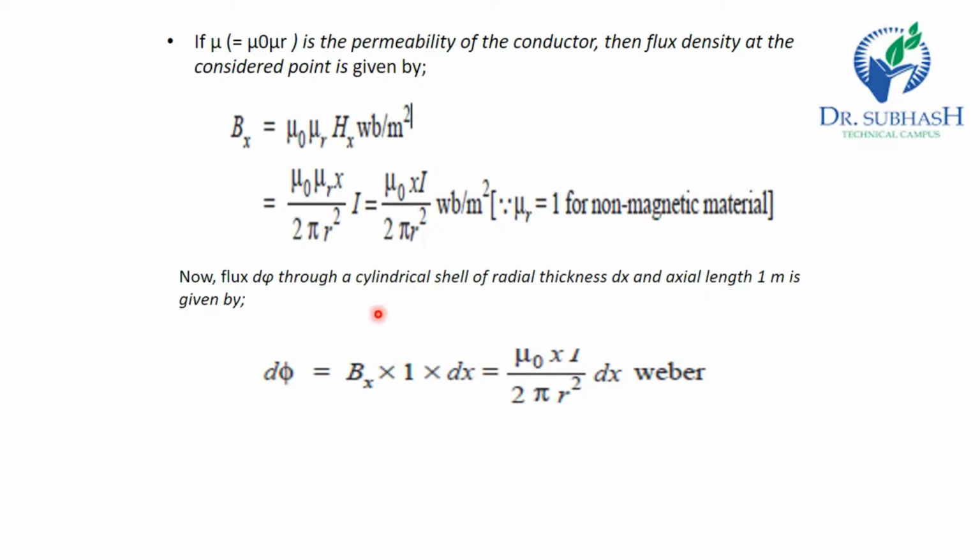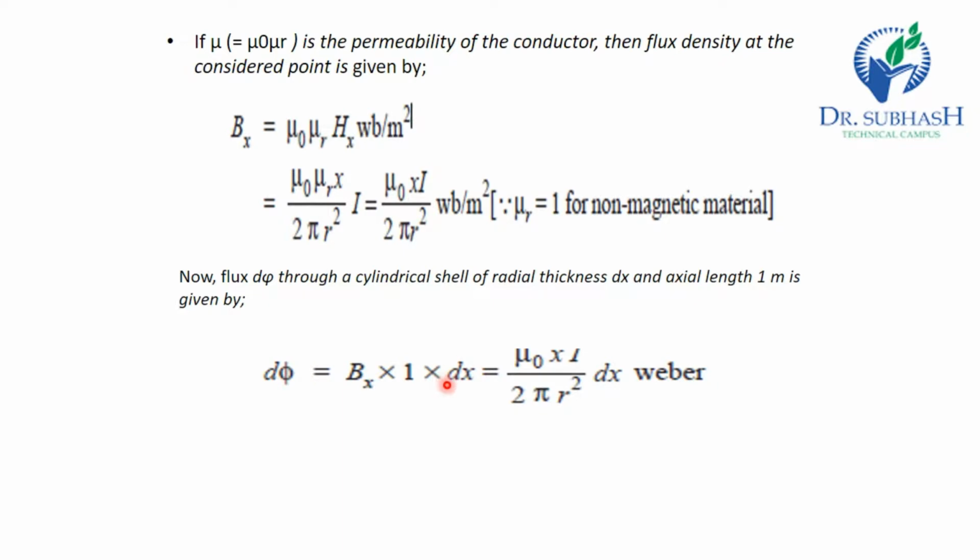Now consider the flux dφ through a cylindrical cell of radial thickness dx and axial length 1 meter. We know that flux density is equal to φ by A, that is, flux upon area. Here we have to find the flux, so flux is equal to flux density into area.